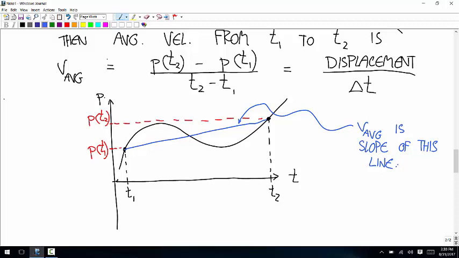And notice that T2 minus T1, the denominator of that fraction, always has to be positive. So whatever the sign of the displacement is, that's the sign of the average velocity. And so if you have a positive displacement, it means that your average velocity is going to have a positive slope. And if you have a negative displacement, your average velocity, that line, is going to have a negative slope.